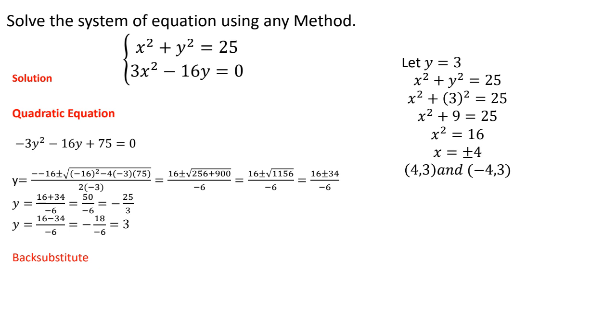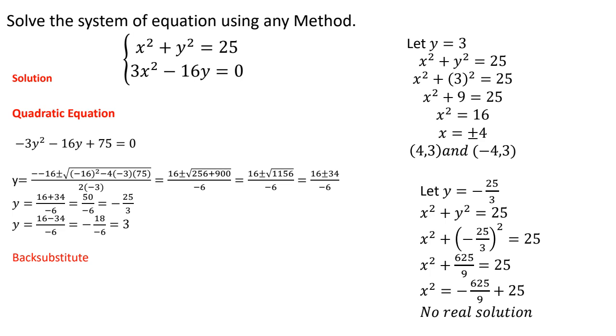So here I have two answers. I have x equals 4 when y is 3, and x equals negative 4 when y is 3. Now don't forget, I had another y value, negative 25 over 3. When I plugged this in, if I take the square root, I'm taking a square root of a negative number. This is going to give me no real solution. So this value does not intersect the circle or the quadratic. So I'm not interested in that.